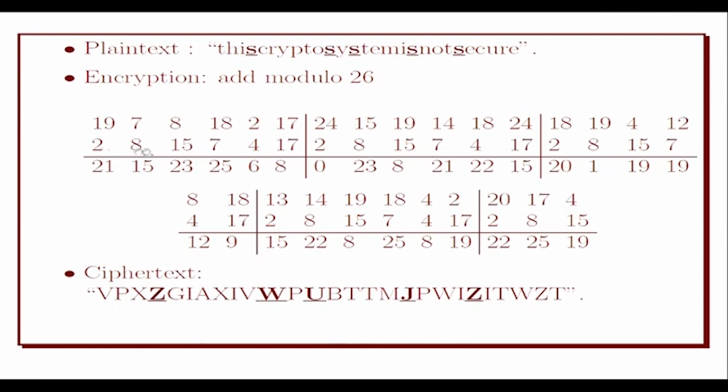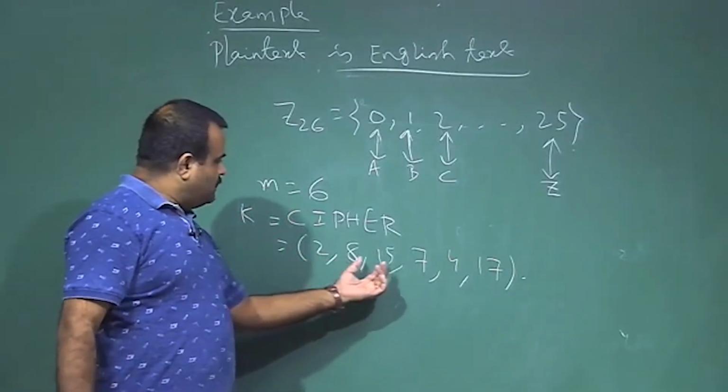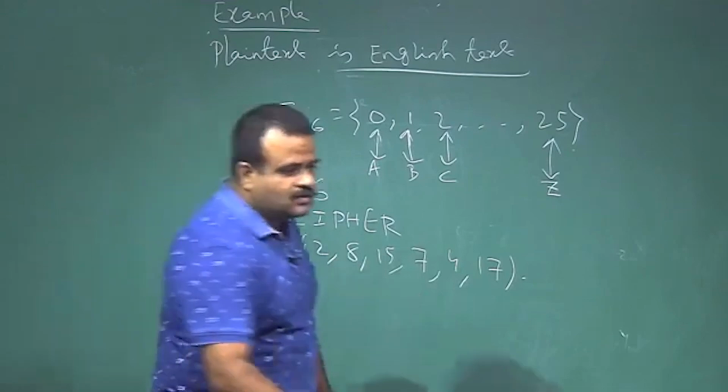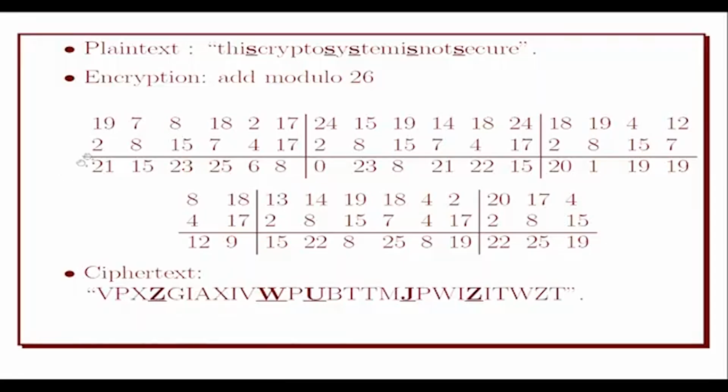So, now we know the key is basically cipher, and the key is 2, 8, 15, and so on. So, we are going to add this to these blocks. So, 2, 8, 15, 7, 4, 17, 2, 8, this is the key. On each block we apply this and we get the corresponding ciphertext block. We are adding mod 26. So, this is 17 plus 17, which is 34, and 34 mod 26 is basically 8. So, this is the ciphertext: the first block of the ciphertext, the second block of the ciphertext.